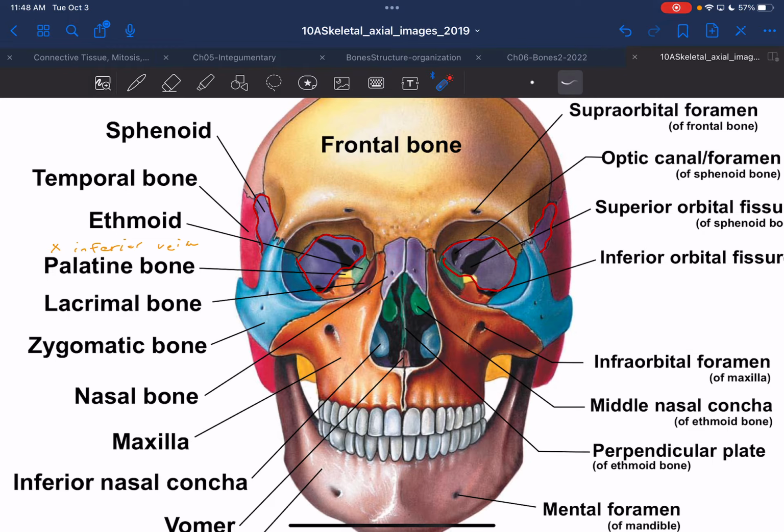And so here, when you look at this nasal bone, this nasal bone is going to be the easiest one. It's going to make up what you know as the bridge of your nose, the very top portion here.